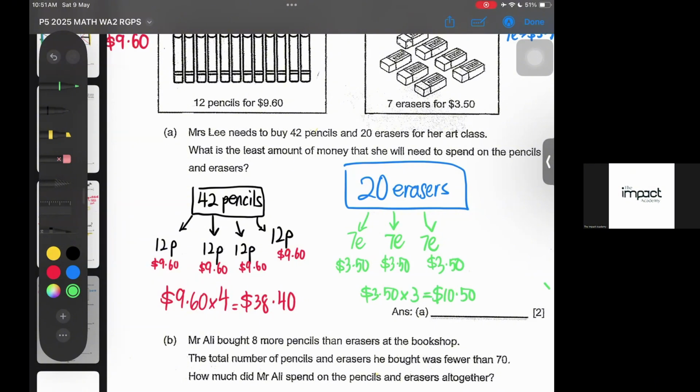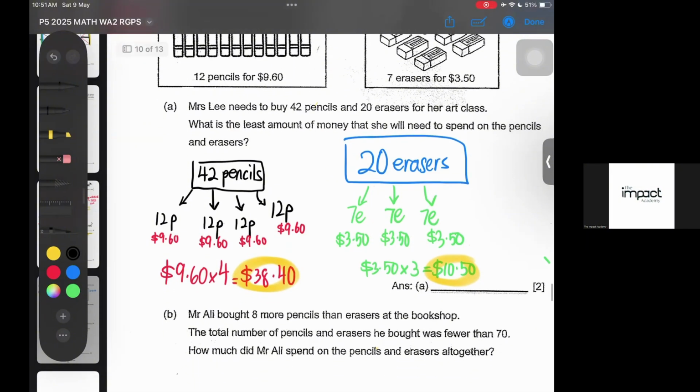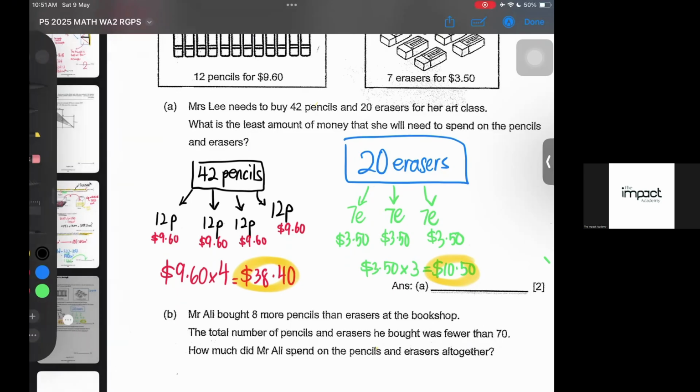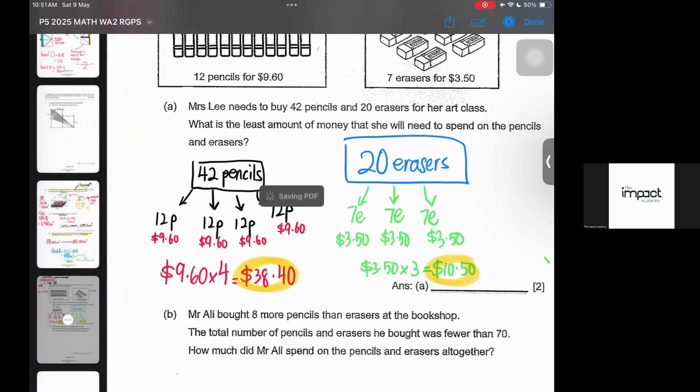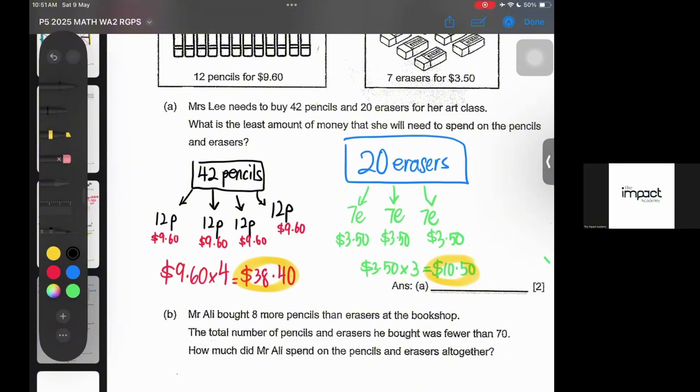Okay, so what's the least amount that she has to spend? She will just basically add these two up together. If this is something that you can understand, can I get a Mrs. Lee? Thank you. Then Mrs. King decided to introduce this deal to Mr. Ali. Then Mr. Ali is like, "Wait, I got this deal, not bad."